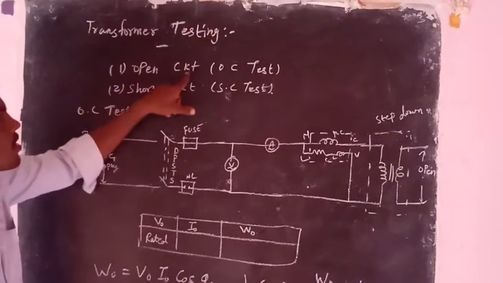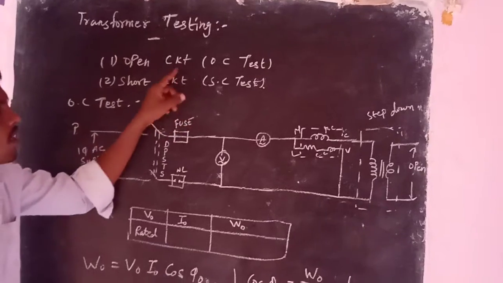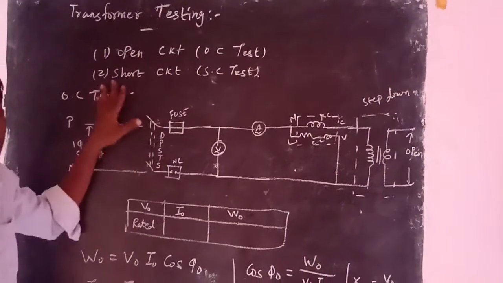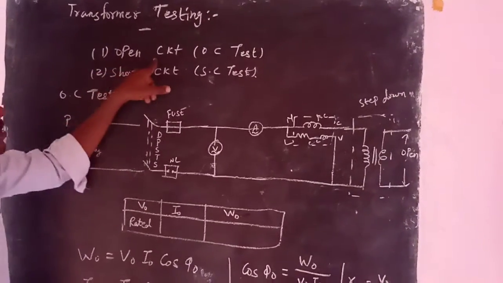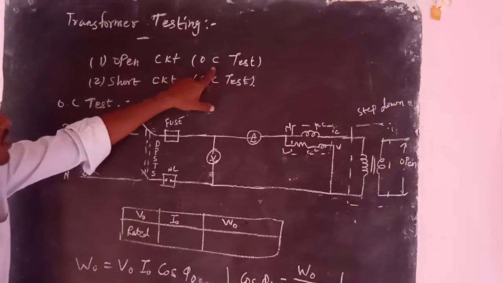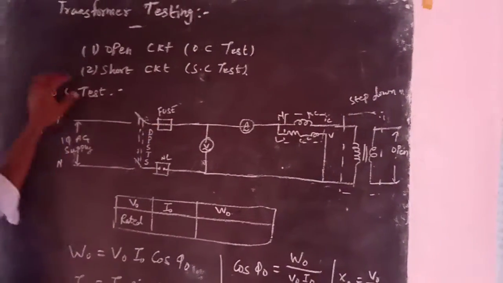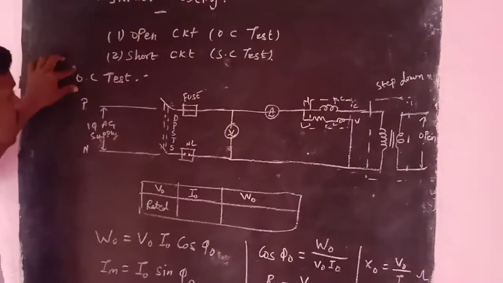Questions on this topic are very important and are asked unanimously. These are the open circuit test and the short circuit test. The open circuit test is the OC test, and the short circuit test is the SC test. First, you find out the OC test.